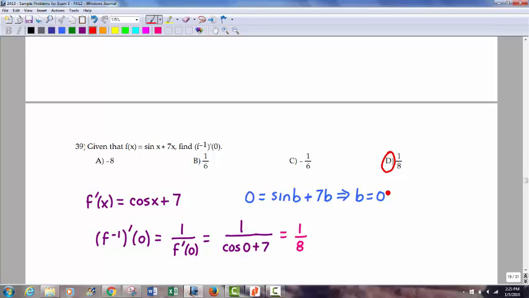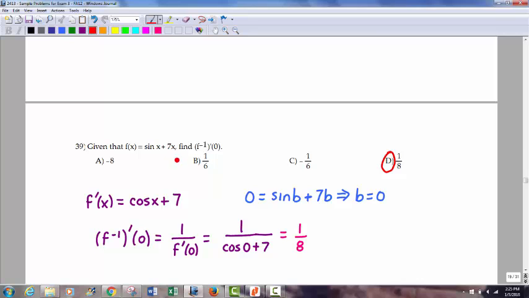I believe I had mentioned before that it is possible for that number, the b, to be the same number as you're taking the derivative of the inverse of. But don't ever just automatically use this number. That would not be correct. But if you solve for it and it's the same number, then that's fine.